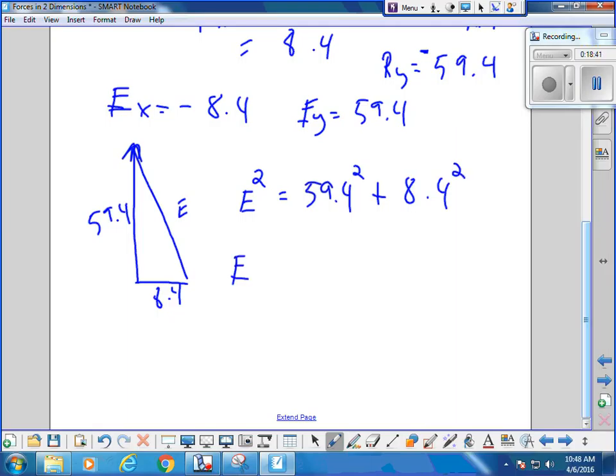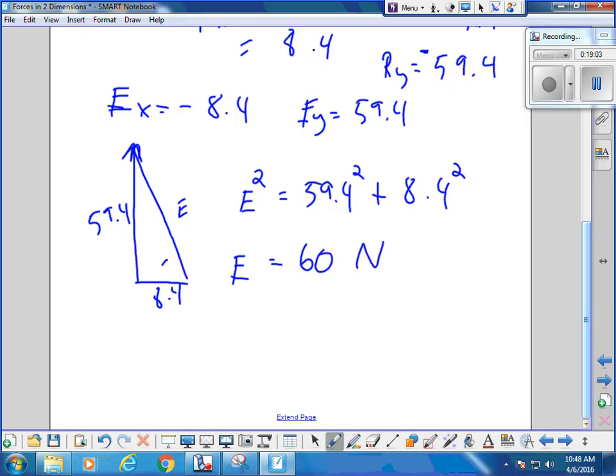No, I got EY is 59.4 right here. Why do I have opposite of that? I can't guarantee this is right. Have I made any mistakes? 60 newtons, I guess, right?